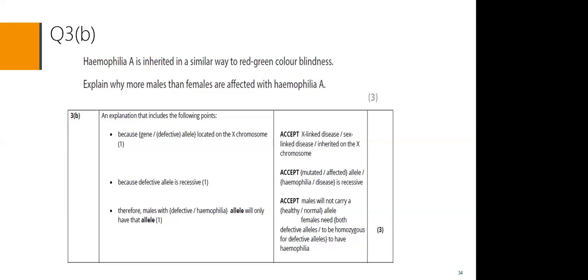So these are the marks that we're looking for, because the gene or allele is located on the X chromosome. The defective allele is recessive, or the allele that causes haemophilia is recessive. Males with haemophilia will only have that allele, and it gives alternatives that are acceptable in the additional guidance. And don't forget about the curly and the smooth brackets and the importance of those.